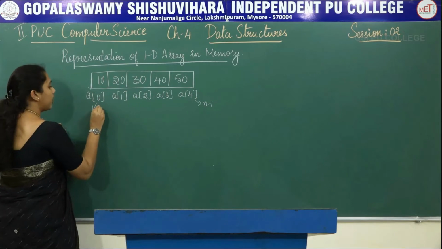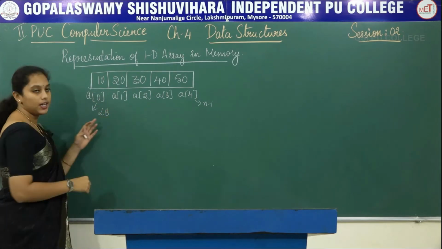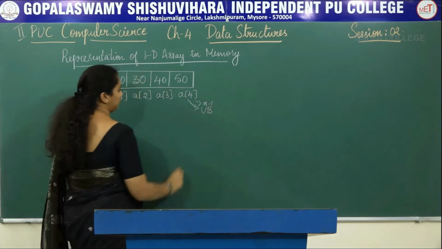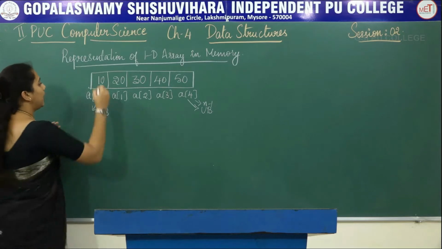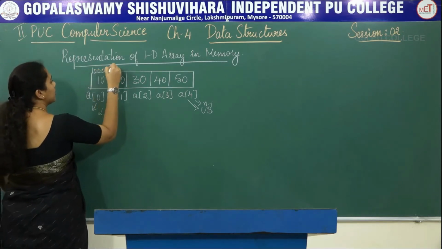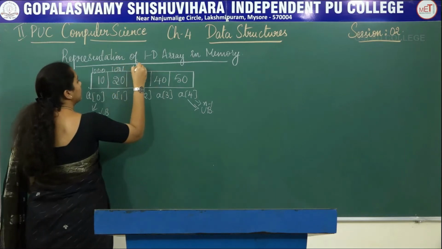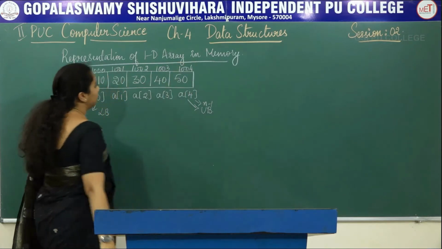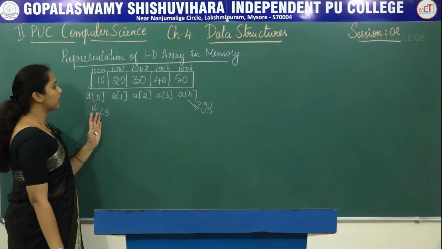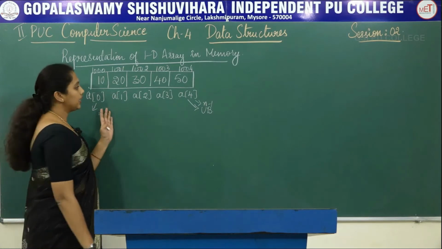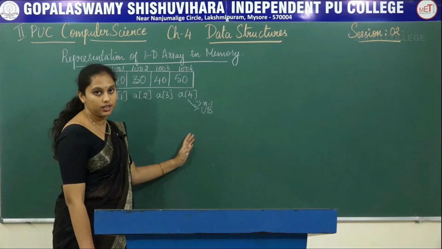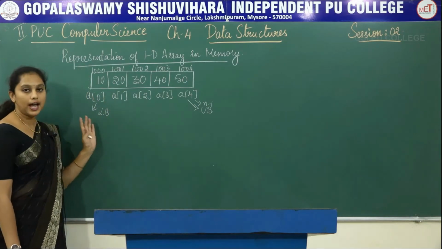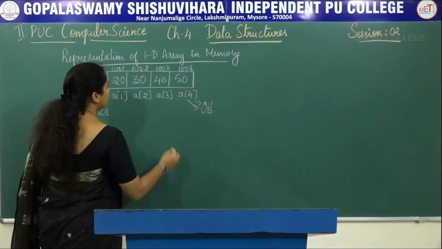This is called the lower bound of an array and this is called the upper bound of an array. The address of the first element is 1000, 1001, 1002, 1003 and 1004. So here the elements are stored in contiguous memory locations. Now I want to find the address of the element 40.